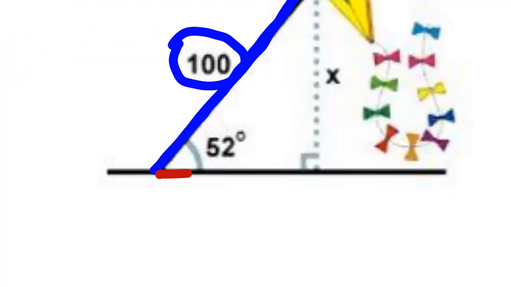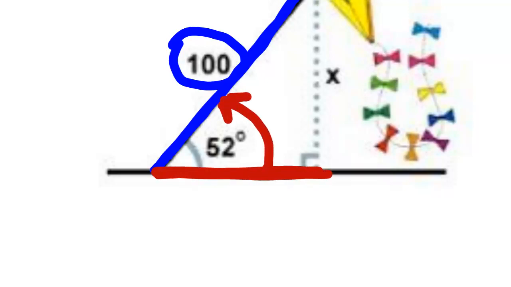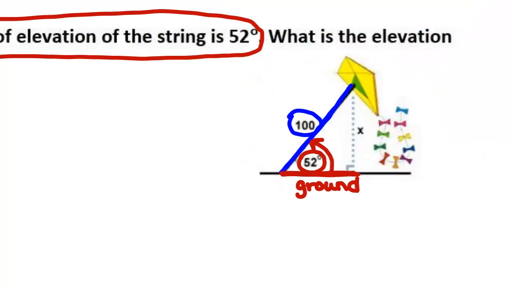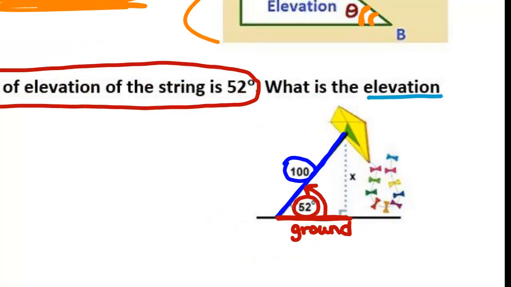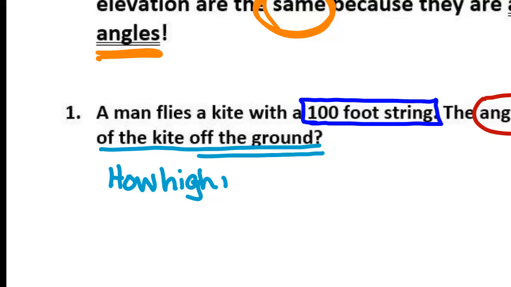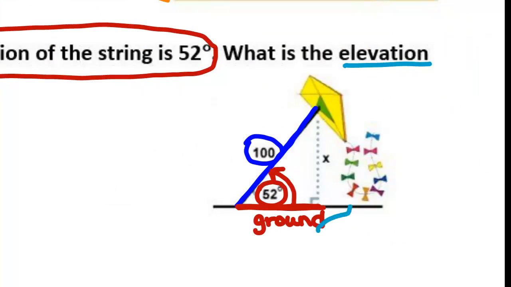So again, we have to go from a horizontal, so from the ground up. That's my angle of elevation, 52 degrees. So here's the ground. They want us to find the elevation of the kite off the ground. So basically, how high is the kite? Which in the picture they have represented by this X right here. This is what we're looking for.